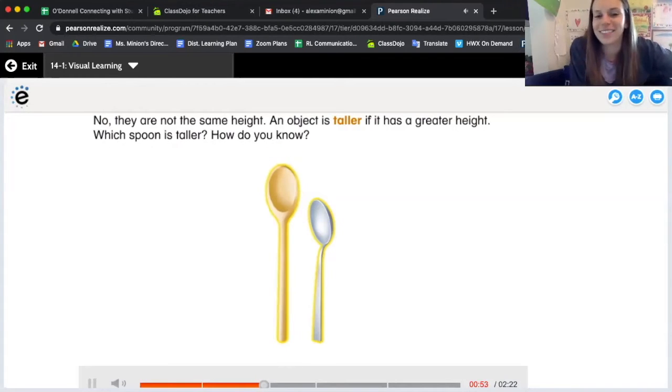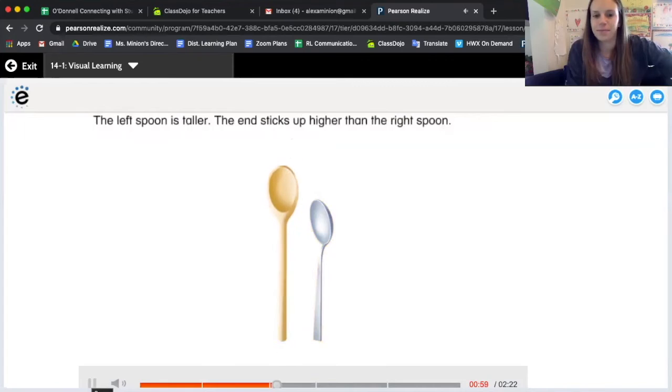Which spoon is taller? How do you know? The left spoon is taller. The end sticks up higher than the right spoon. See that? We know something's taller if it sticks up higher. If me and you stand next to each other, I stick up higher.